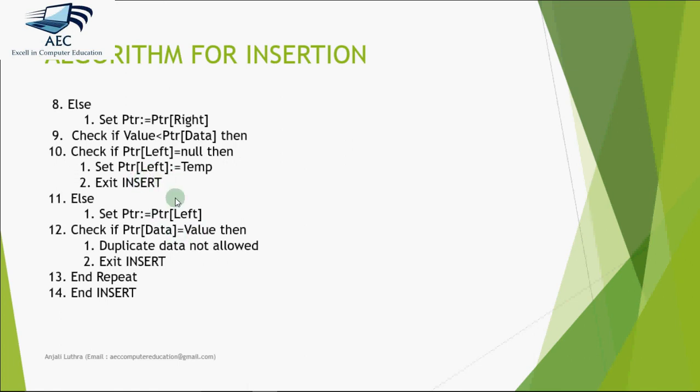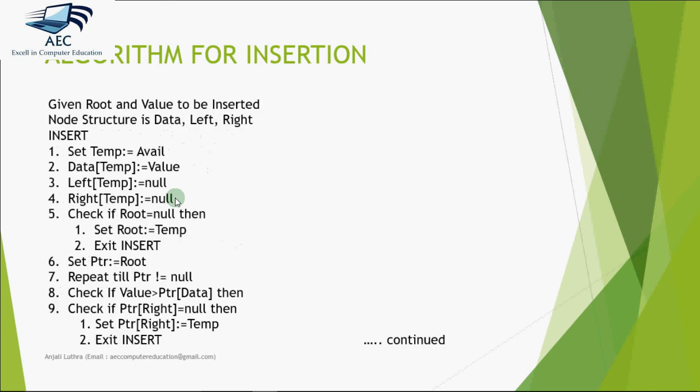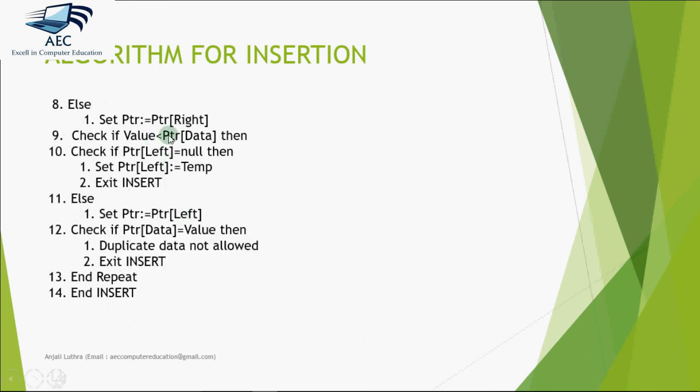Now let's say the next number is 25. I have inserted 80, I have inserted 56. Now when 25 comes, memory is allocated, root is not null, so we come here, pointer is pointing to 80, it's not null. We check whether 25 is greater than 80, no. Then it checks whether 25 is less than 80, yes, it's true. Then we check if PTR left is equal to null, no. There we already have 56. So this condition becomes false.